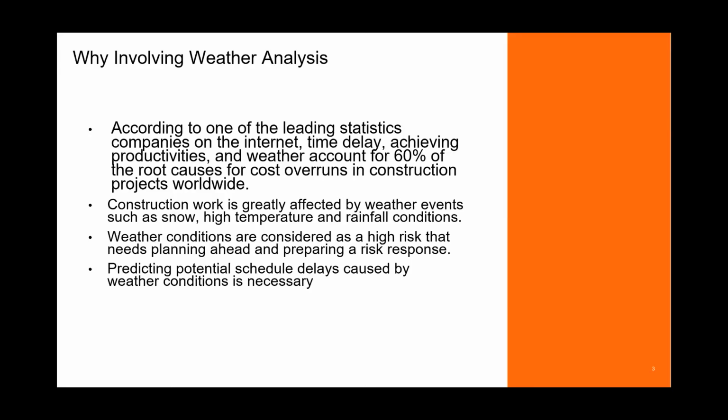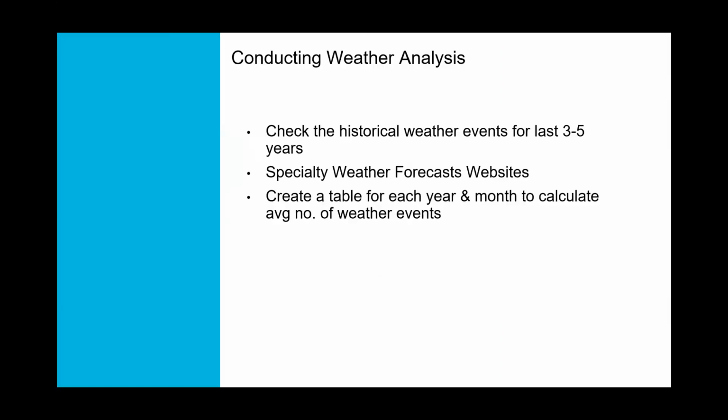So with all that being said, the best way to address weather impact in the schedule is by conducting a weather analysis, creating a weather calendar in P6 or the scheduling tool, and adding these days to the calendar for the specific activities that will be affected by these weather events. So how do we conduct a weather analysis? I'll talk about that briefly and try not to be too long.